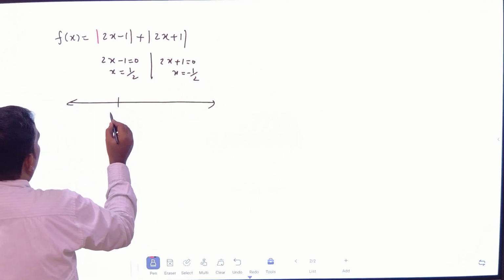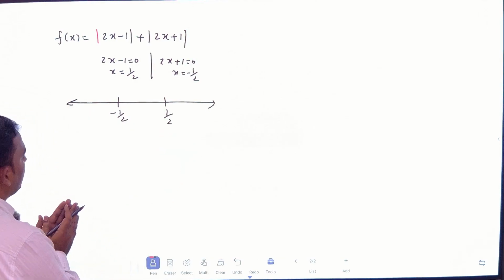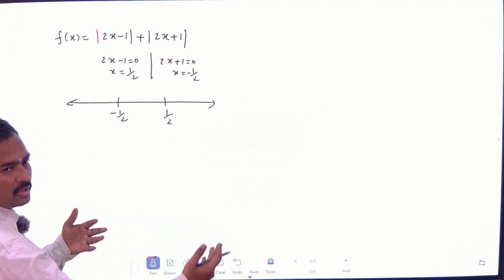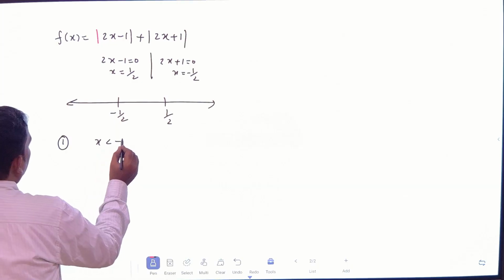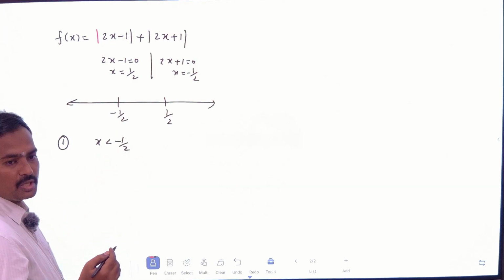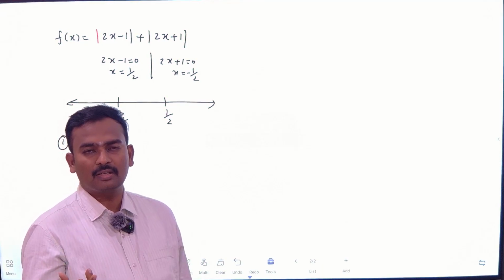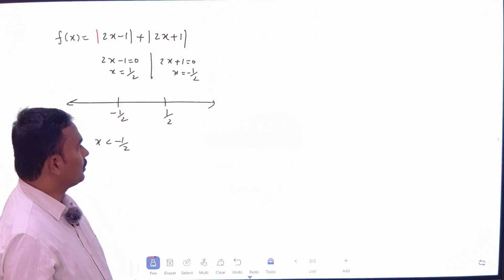You can break it at minus 1 by 2 and plus 1 by 2. You have to check less than minus 1 by 2, minus 1 by 2 to 1 by 2, and more than 1 by 2, right? Okay, let's check the first case. If x is less than minus 1 by 2, you have to check two things: one is whether 2x minus 1 is less than 0 or greater than 0, and the same way whether 2x plus 1 is greater than 0 or less than 0, right?